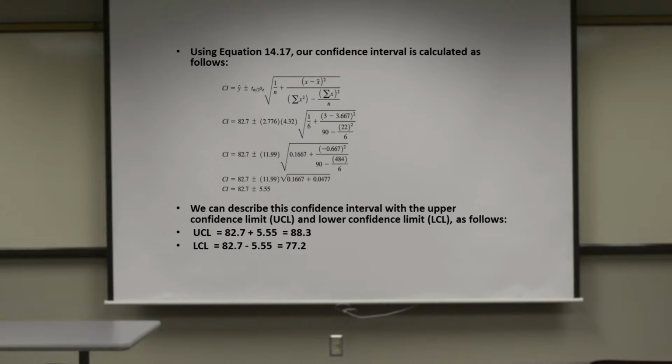Using equation 14.17, our confidence interval is calculated as follows. We can describe this confidence interval with the upper confidence limit, or UCL, and lower confidence limit, or LCL, as follows. UCL is equal to 82.7 plus 5.55, equal to 88.3, and LCL is 82.7 minus 5.55, equal to 77.2.